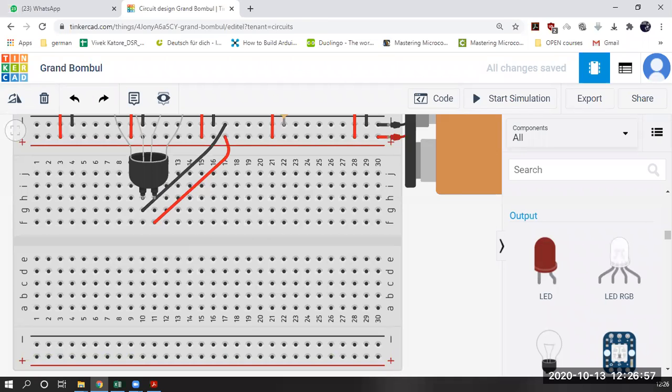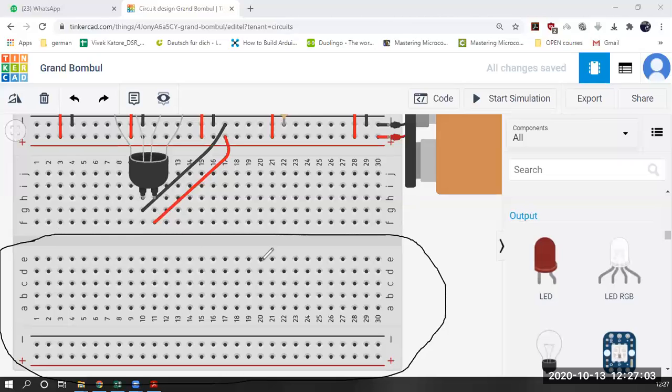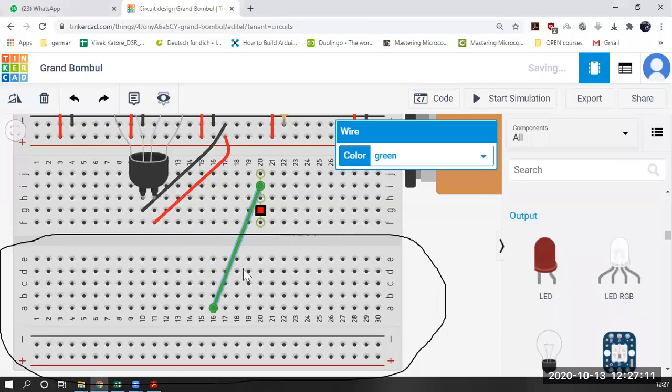Okay, this side. So you can make any kind of new circuit and it will be totally different, and this will be totally different, unless and until you connect something like this. If you connect like this, then these two will be connected. So whatever is connected, they will share the supply.